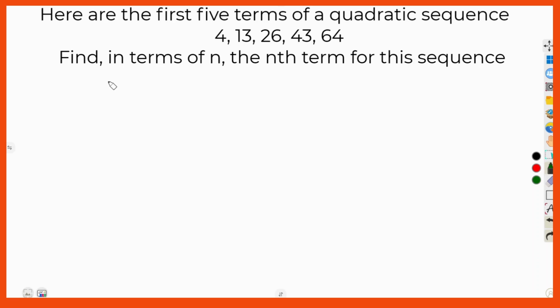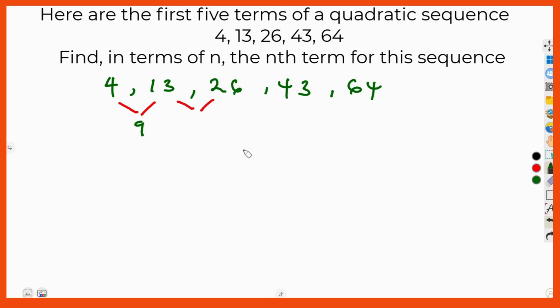So the sequence is 4, 13, 26, 43, and 64. Now we're going to find the differences, okay? And definitely this is going to be 9. The next difference, this would be 13.